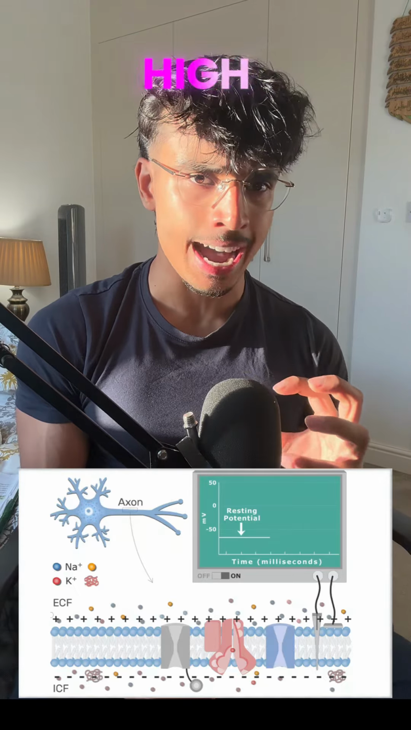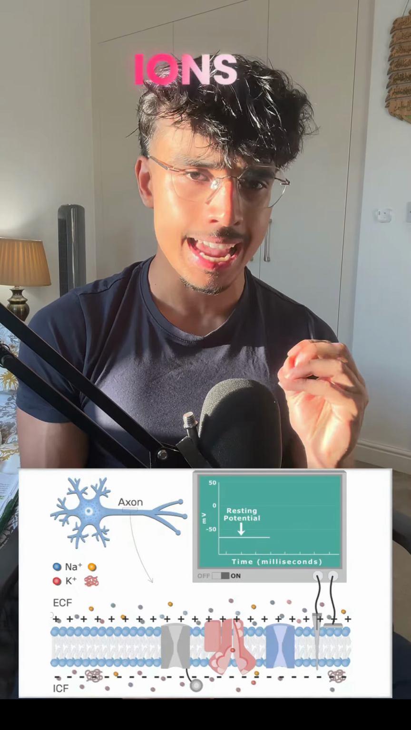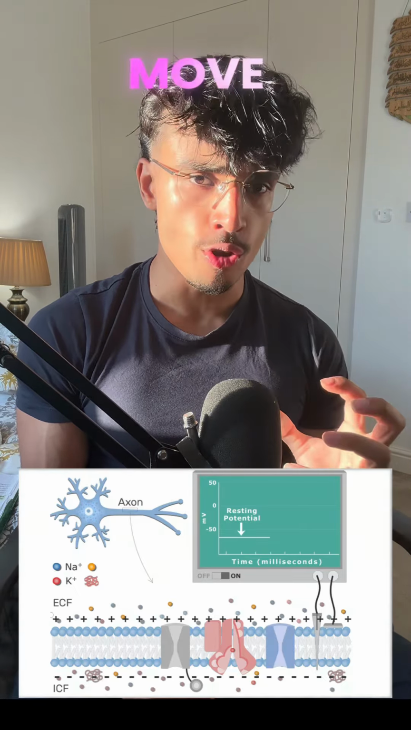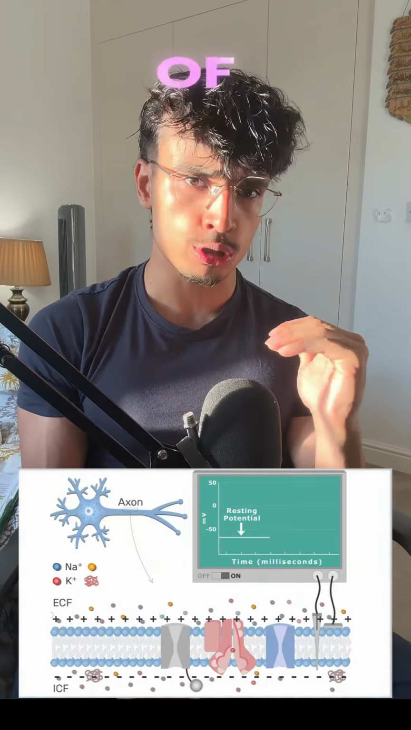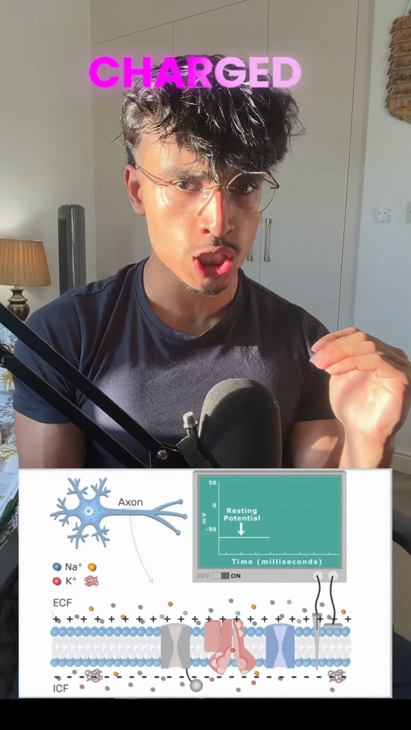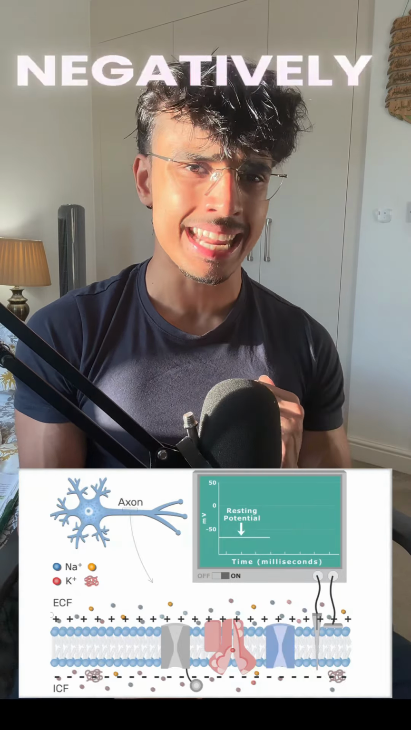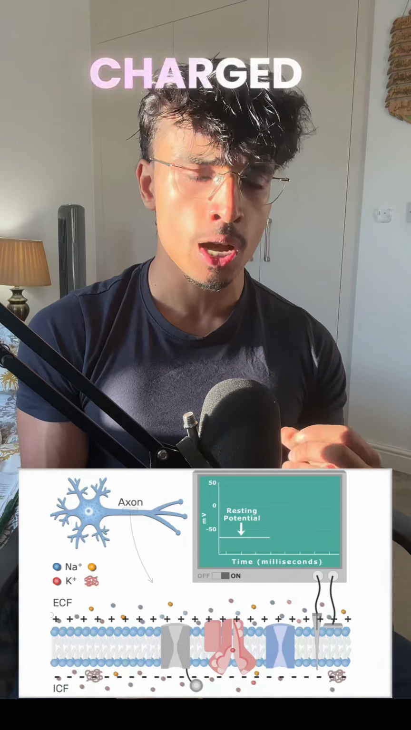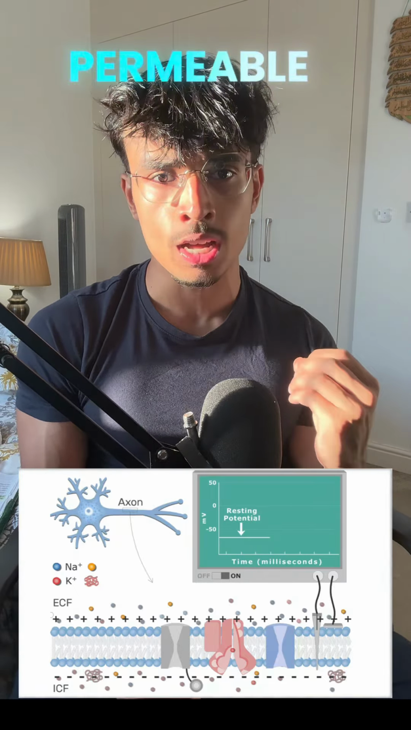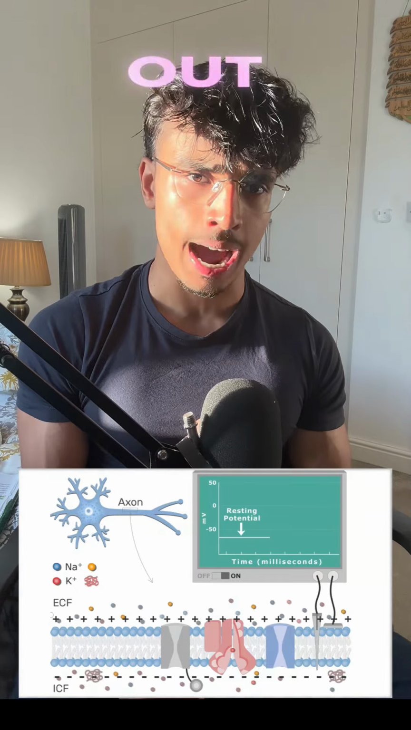There is now a high concentration of potassium ions inside the axon. They move via facilitated diffusion out of the axon, hence outside the axon it's positively charged, and inside the axon it's negatively charged, since both potassium and sodium ions are positively charged, but the membrane is more permeable to potassium. Okay, we've got that out of the way.